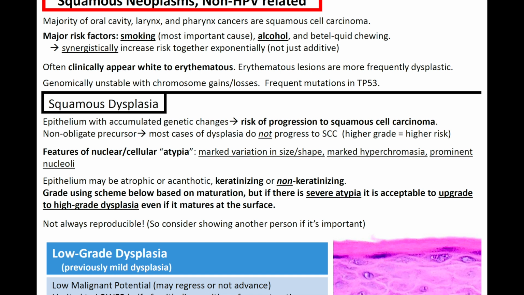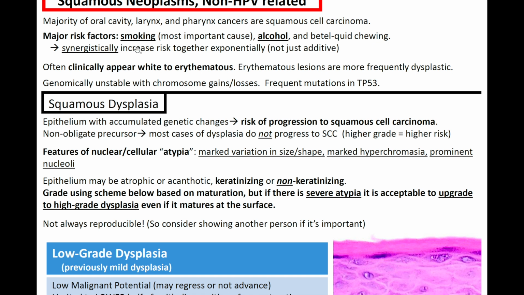Next category is squamous neoplasms, non-HPV related. The majority of the oral cavity, larynx, and pharynx cancers are squamous cell carcinoma. The major risk factors are smoking, alcohol, and betel quid chewing. Together, these synergistically increase the risk exponentially, not just additively.